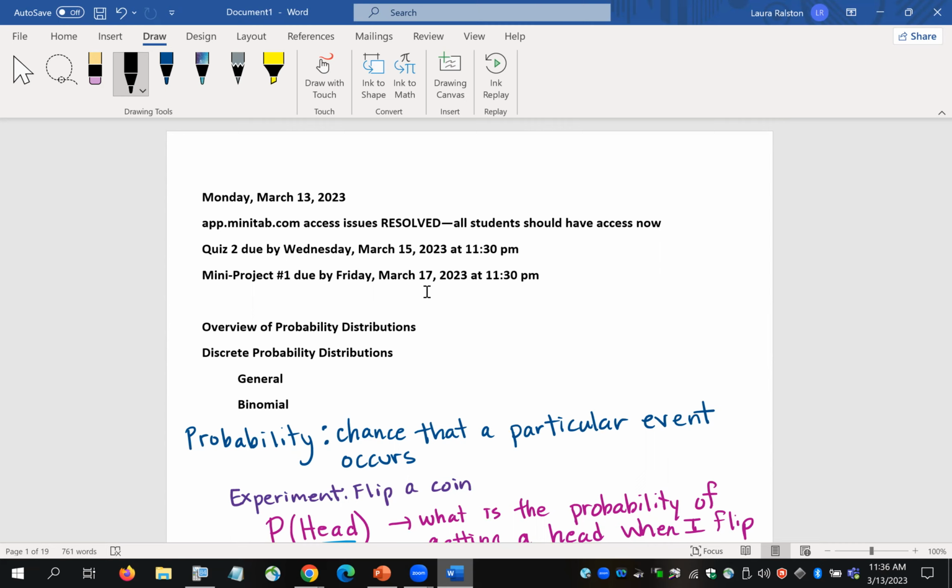Any other questions related to today's topic or the previous lessons in preparation for quiz 2 and mini project 1? Can you do maybe one more example, just real quick? Of the binomial? Yes. Give me just a second to find one and then I'll share my screen, okay? Because I'll have to go out and find one.